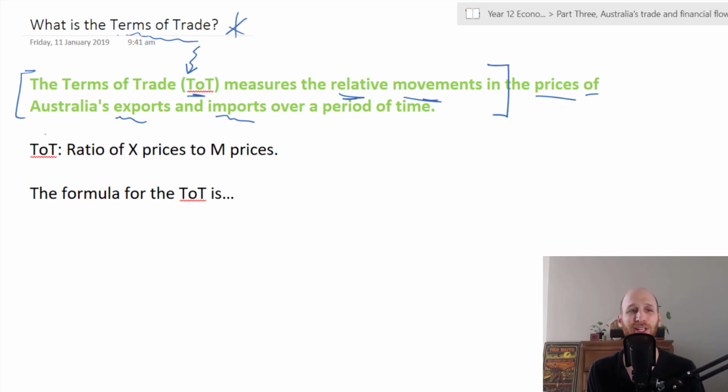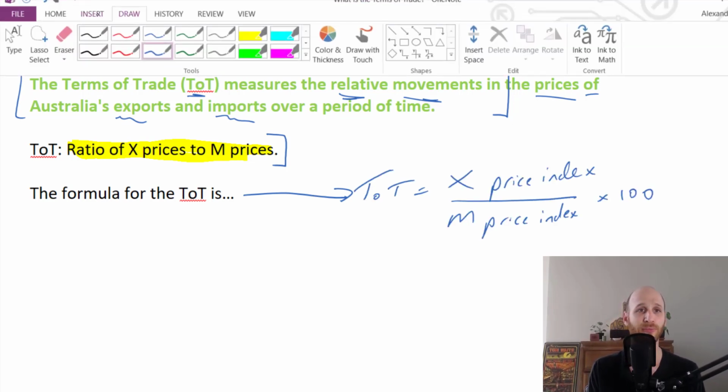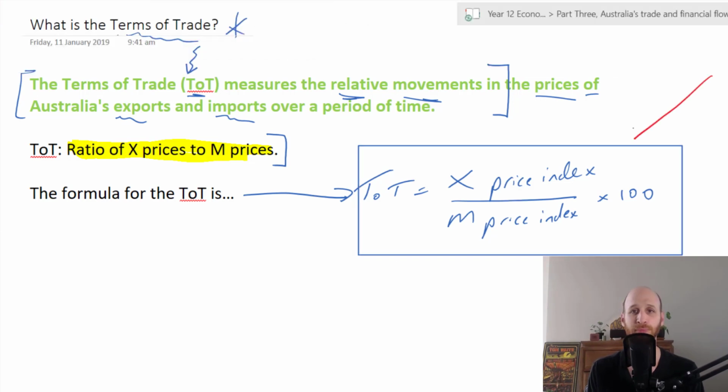So to put it really simply, what we could say is terms of trade is a ratio of a country's export prices to its import prices. And there is a simple formula to work it out. Terms of trade equals the export price index over the import price index times 100. We're not going to go into what actually makes up these indices in this video. We're just doing quite a high level look at what it is basically and how you do simple terms of trade calculations.